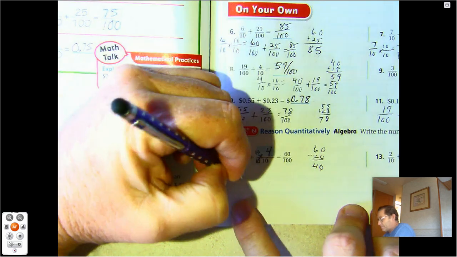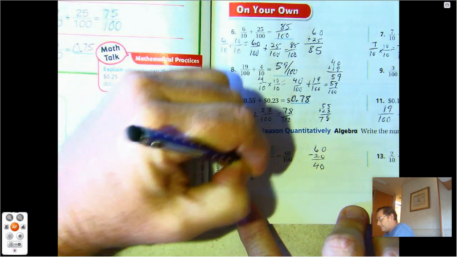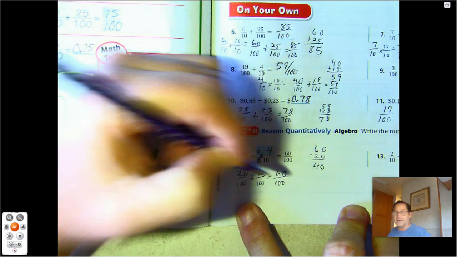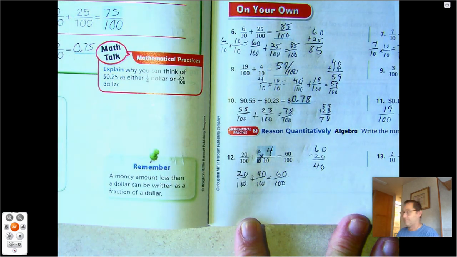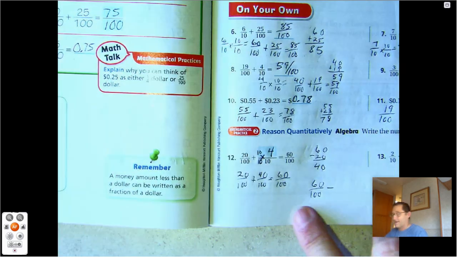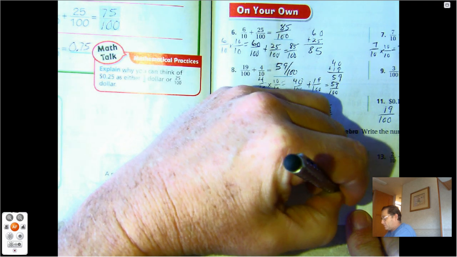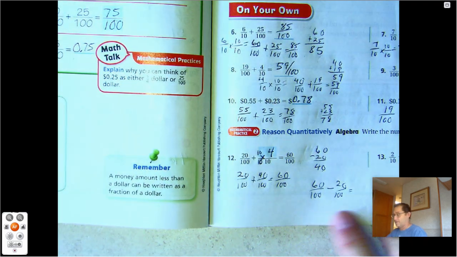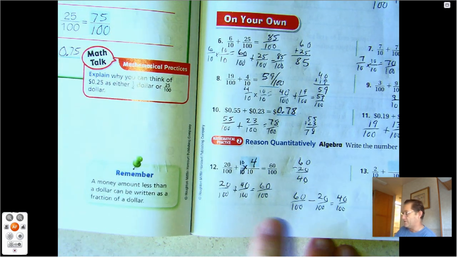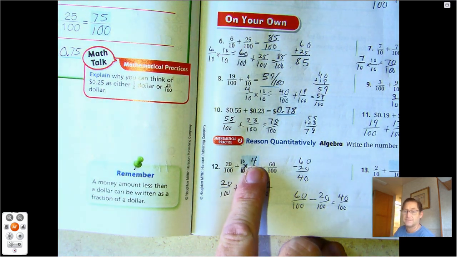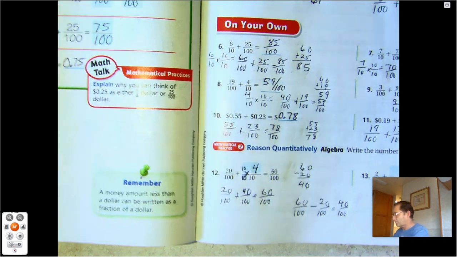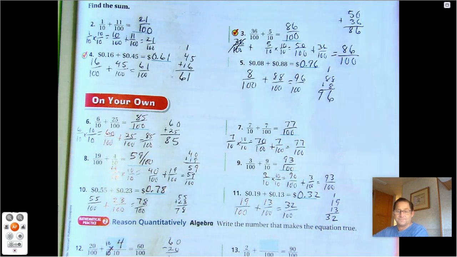Okay, so let's try that. 20 hundredths plus 40 hundredths. Yes, that's 60 hundredths. So basically what I did was I took 60 hundredths and I took away 20 hundredths. 60 take away 20 is 40 hundredths. So I knew that this had to be a 4 because 4 times 10 is 40. All right, so let's look at number 13.